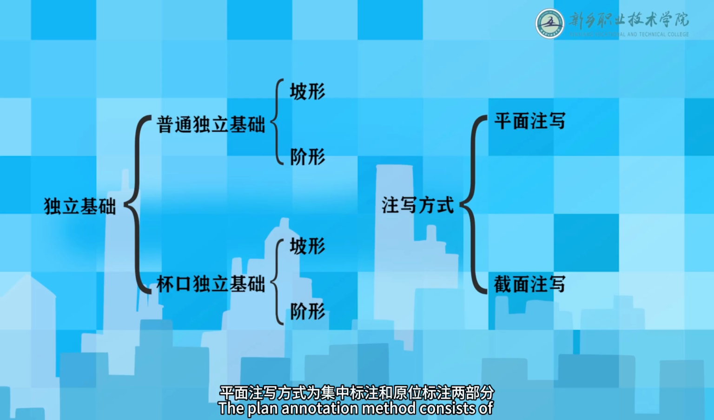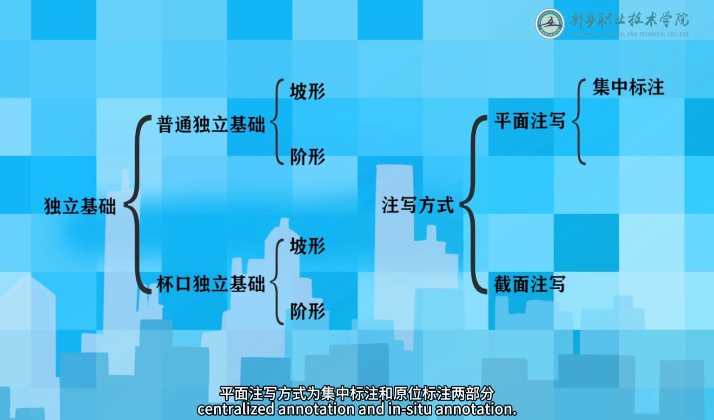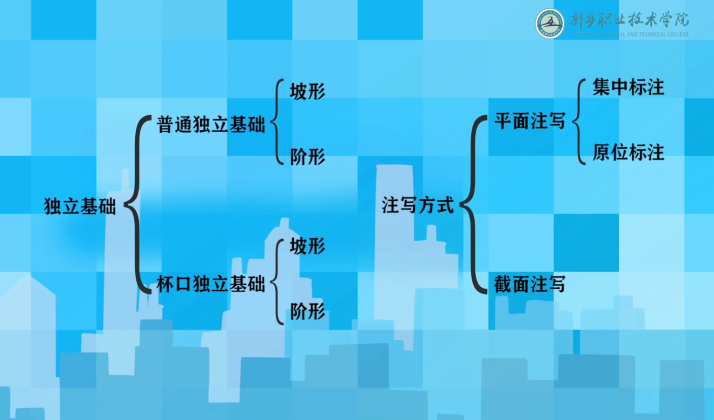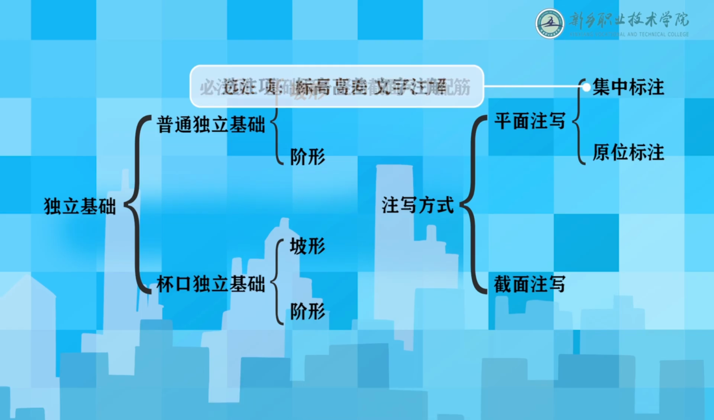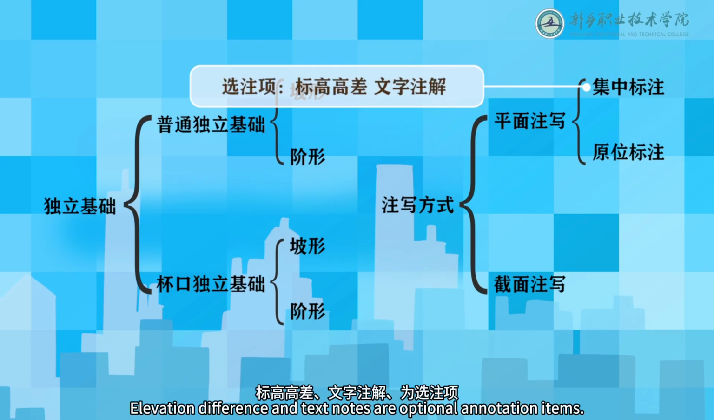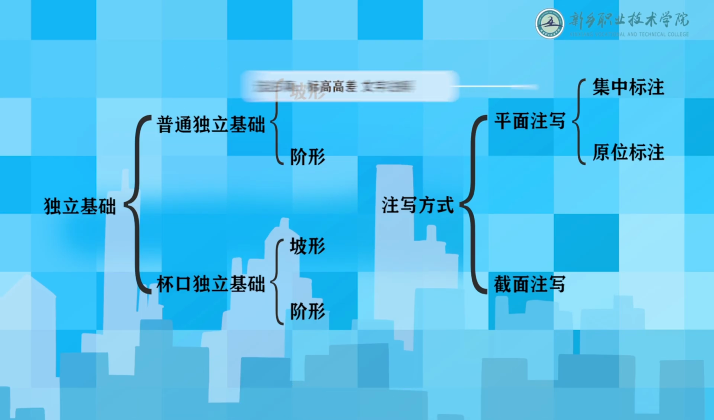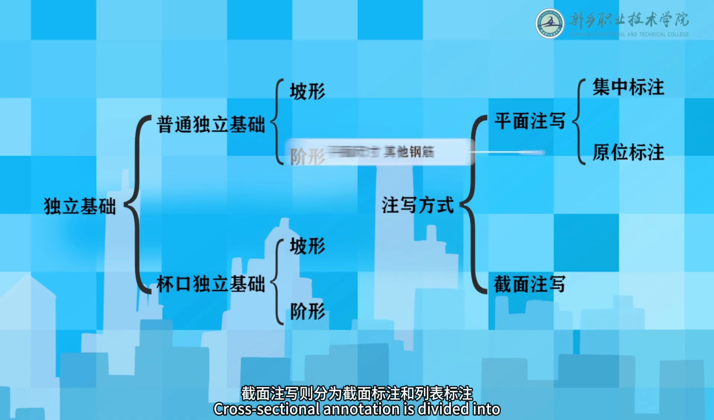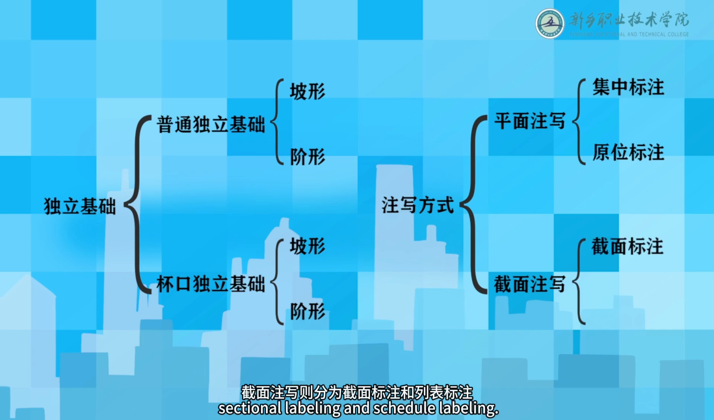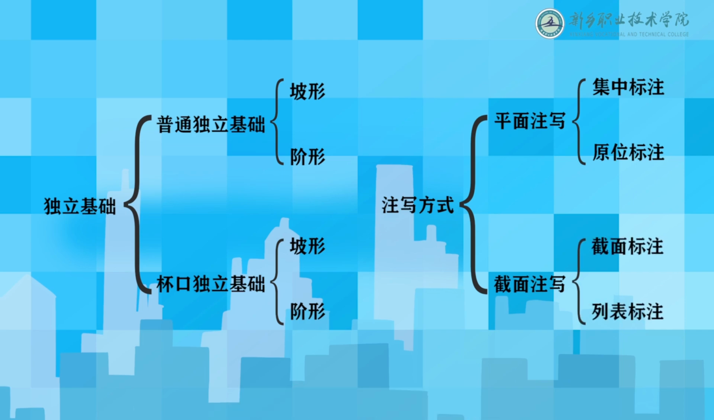The plan annotation method consists of centralized annotation and in situ annotation. In centralized annotation, the foundation number, vertical sectional dimensions, and reinforcement are mandatory annotation items. Elevation difference and text notes are optional annotation items. In situ annotation includes plan dimensions and other reinforcement details. Cross-sectional annotation is divided into sectional labeling and schedule labeling.